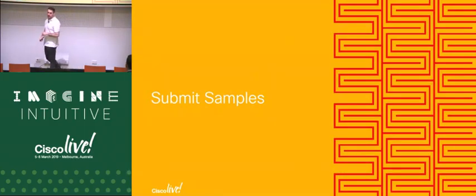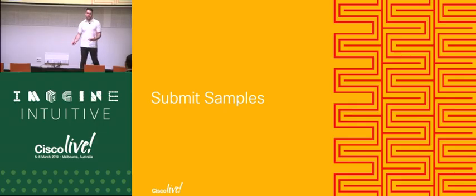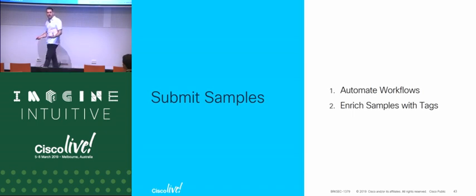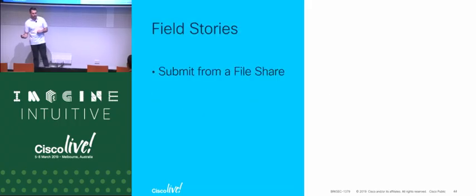So let's jump into submitting samples. This gets a little more fun, a little more interesting, kind of the first core tenet of the product. This is really the cornerstone of the entire product, being that all the data is generated from our submitted samples. Some of the interesting things you can do here: you can automate some workflows, streamline some workflows, and we can also enrich samples with tags. Let's go through some examples of what these things look like.